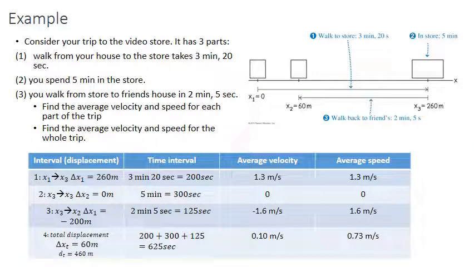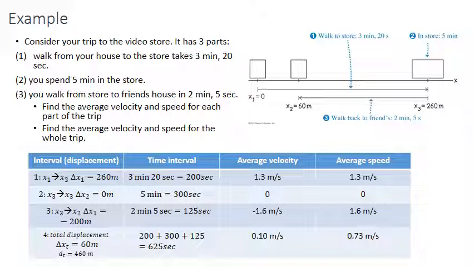Okay, let's go back to the example that we talked about before. Let's consider 3 intervals. You walk from your house to the store directly, so from x1 to x3, and it took you 3 minutes and 20 seconds to get to the store. You're stationary in the store for 5 minutes, and then you go back from the store to your friend's house in 2 minutes and 5 seconds. Let's look at each interval alone, find the average velocity and the speed of each interval, and then we look at the total trip as a whole.